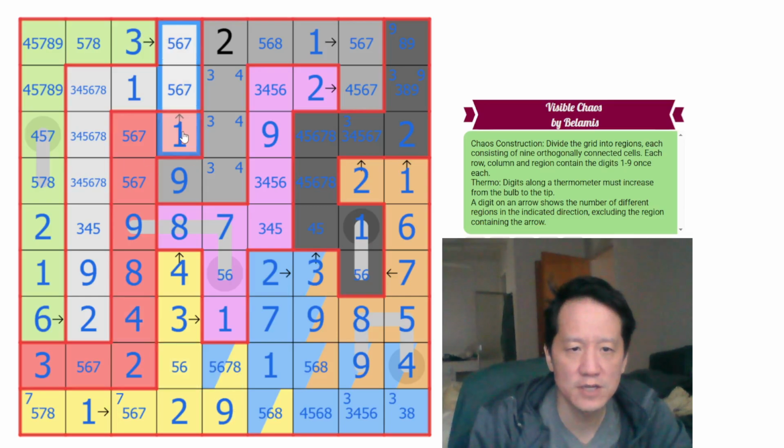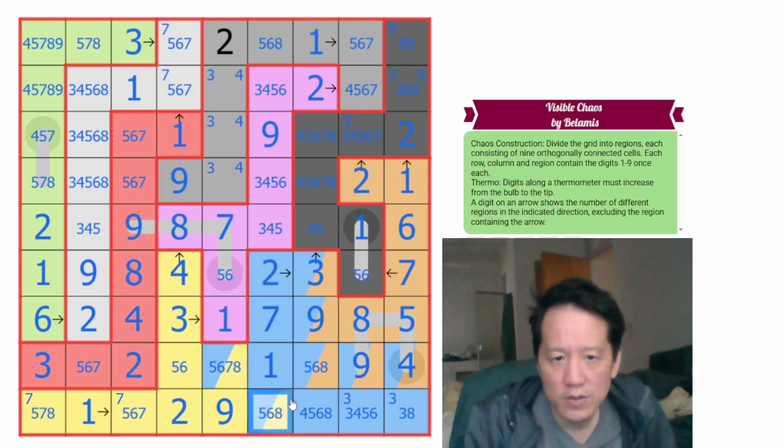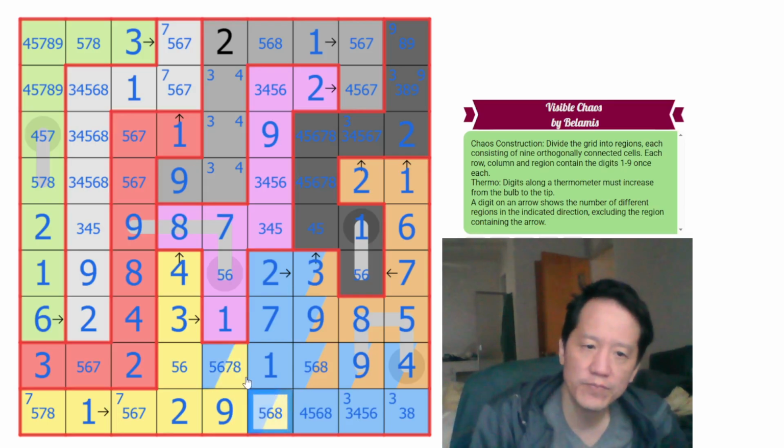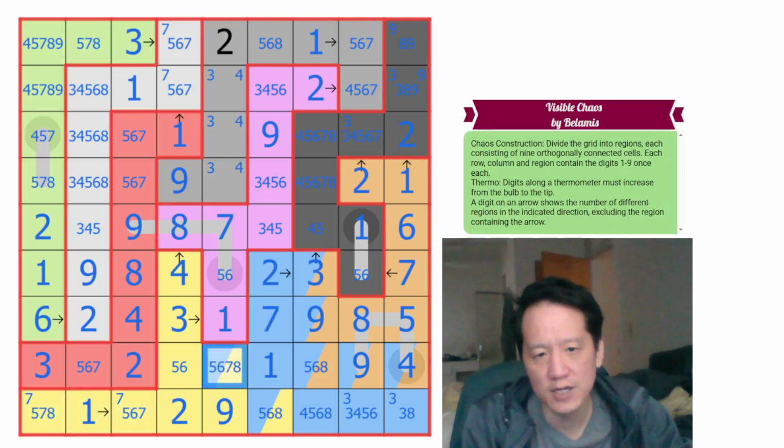Where is the 7 then in column 4? It has to be one of those two cells, which eliminates 7 from the rest of the region. We know this yellow has a 7 in one of these two spaces, and this is blue or yellow. Blue can't have a 7, yellow can't have a 7, therefore this can't be 7.